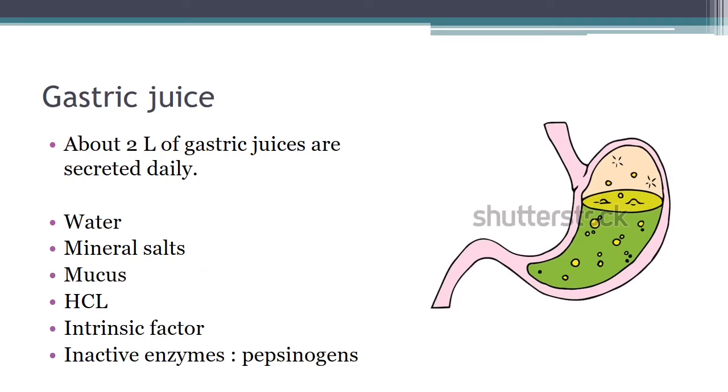Now we will see the gastric juice. About 2 liters of gastric juice are secreted daily in the stomach, containing water, mineral salts, mucus, hydrochloric acid, then the intrinsic factor and the inactive enzyme, that is pepsinogen. So this is all about the contents of the gastric juice.